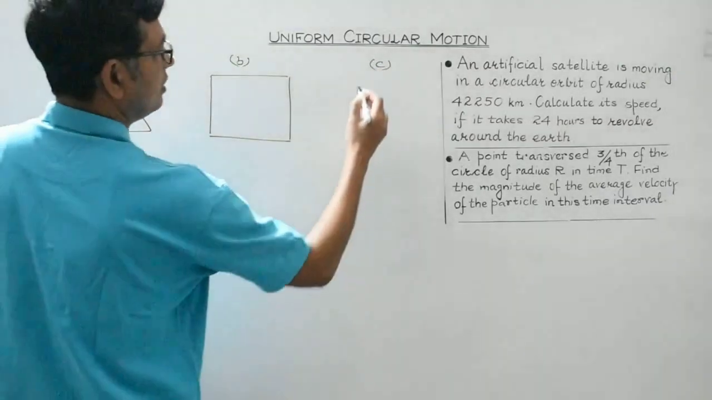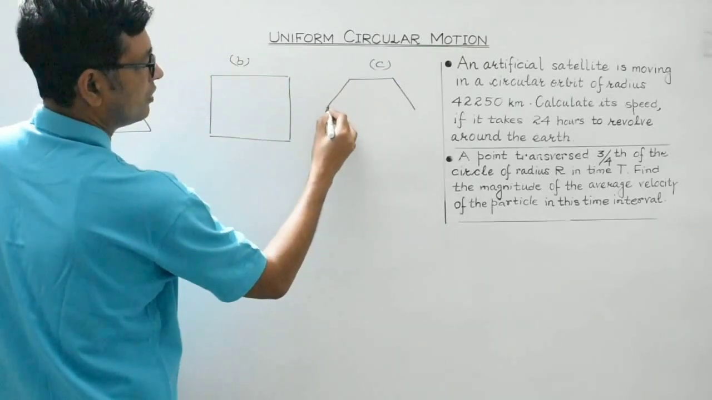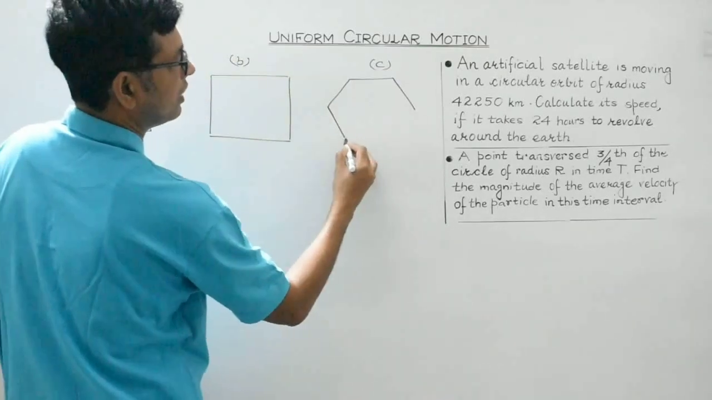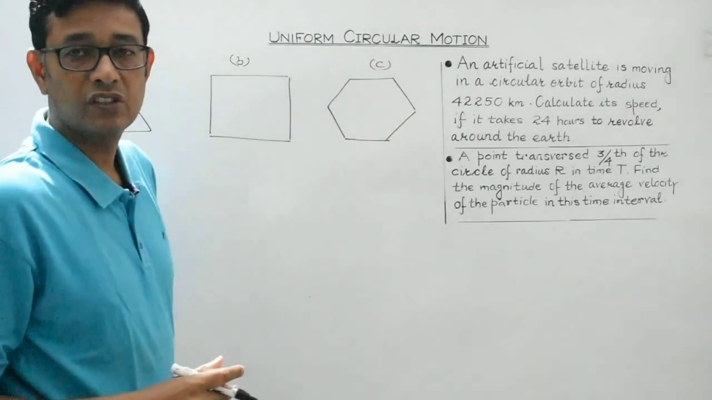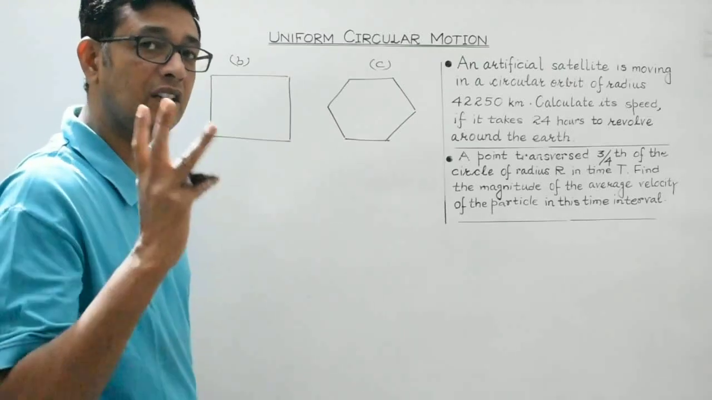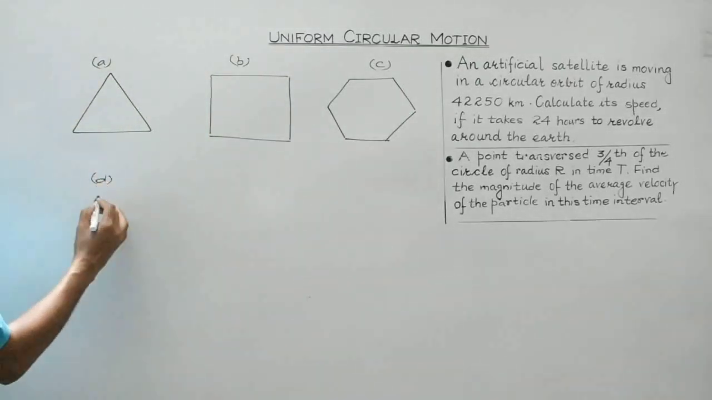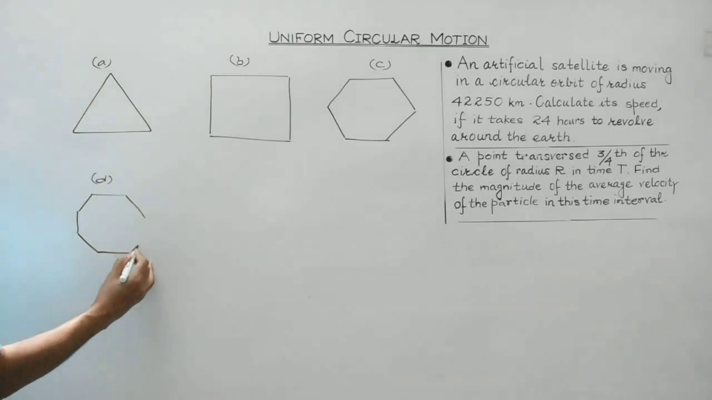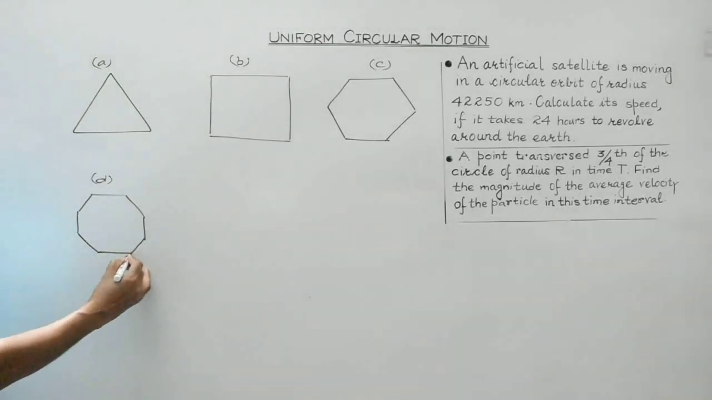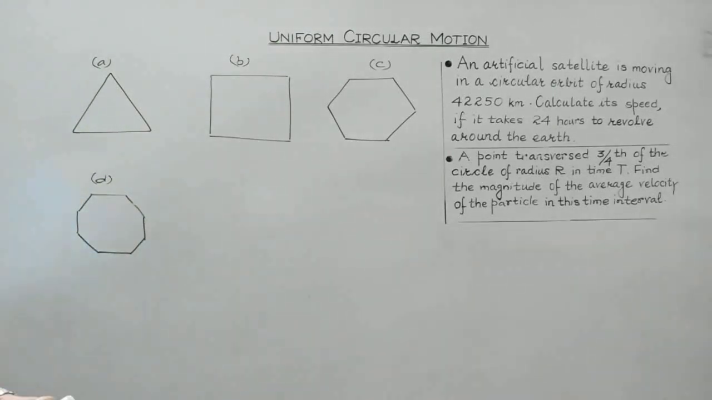Let's consider another path which is in the form of a hexagon like this. It is a closed path which is in the shape of a hexagon, means having 6 sides. Let's consider another path. So let's consider the case of a path having 8 sides, octagon. This is a closed path having 1, 2, 3, 4, 5, 6, 7, 8 sides. It is known as the octagon, right?